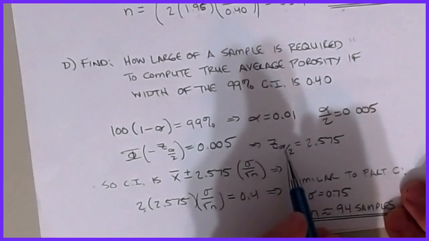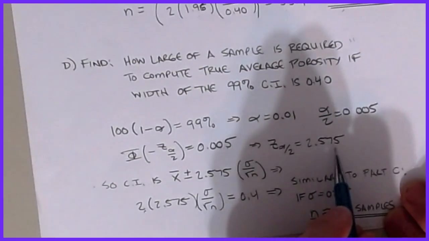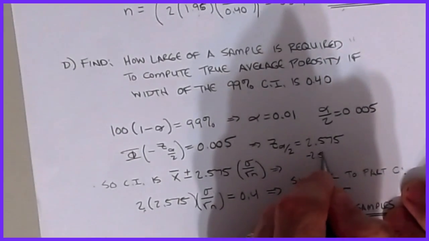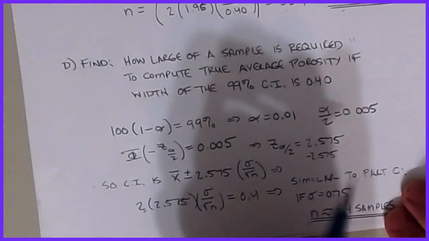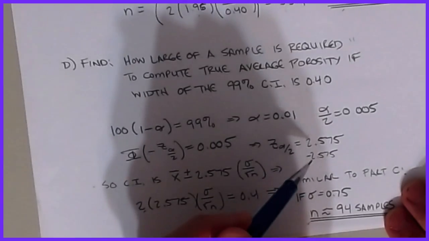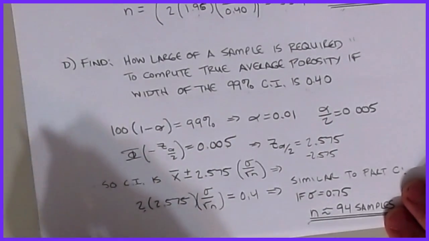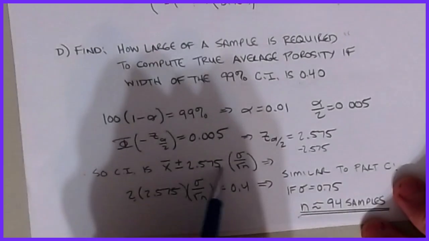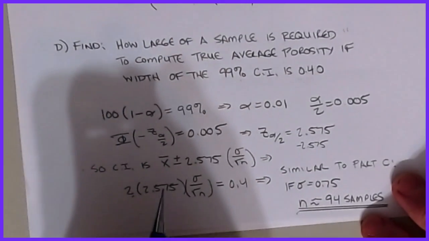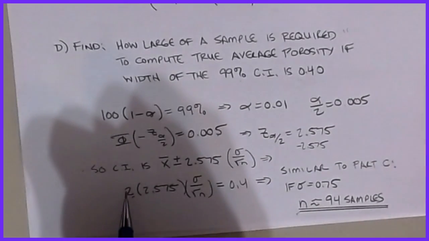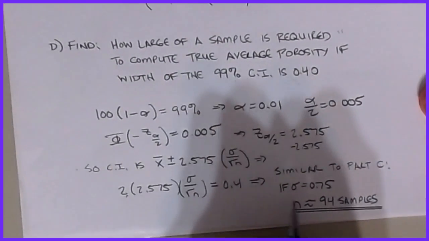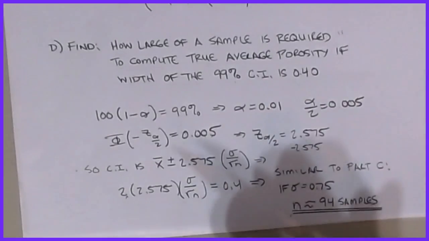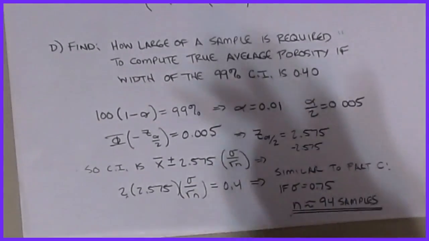That tells me my z alpha over 2 characteristic is 2.575, and the lower bound is the negative of that, negative 2.575. Again, this is a normal distribution, so they have the same magnitude but different signs. My confidence interval is x bar plus or minus 2.575 times sigma over the square root of n. Then we do our width calculation, exactly the same process as before. If sigma is equal to 0.75, then n has to increase all the way up to 94 samples in order to get 99% accuracy.